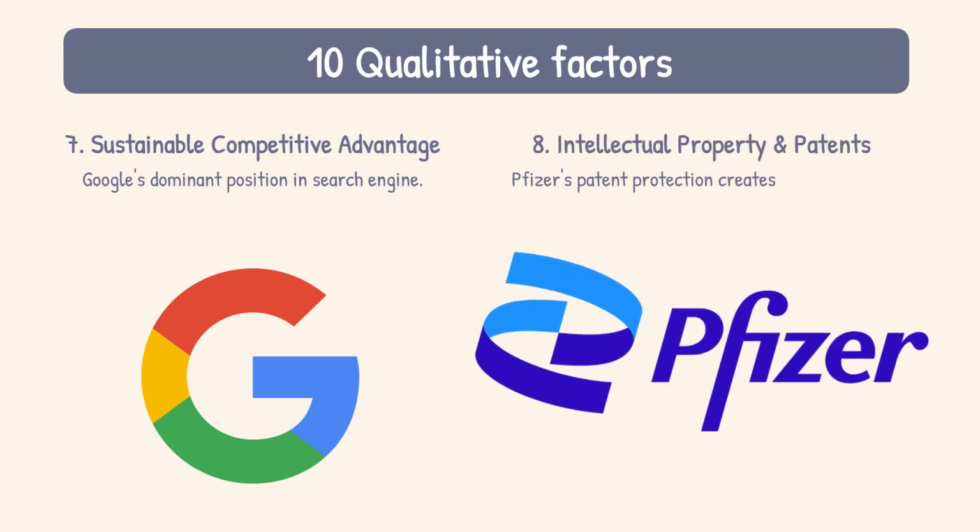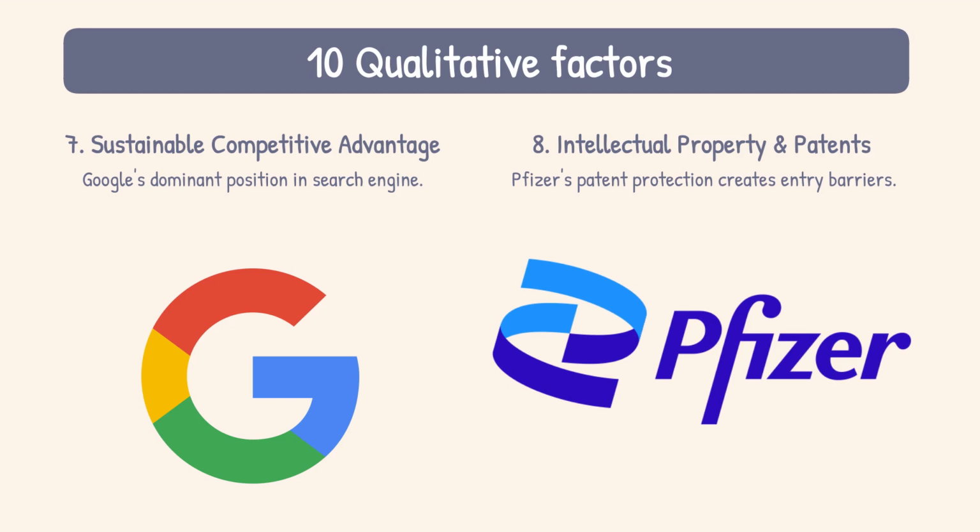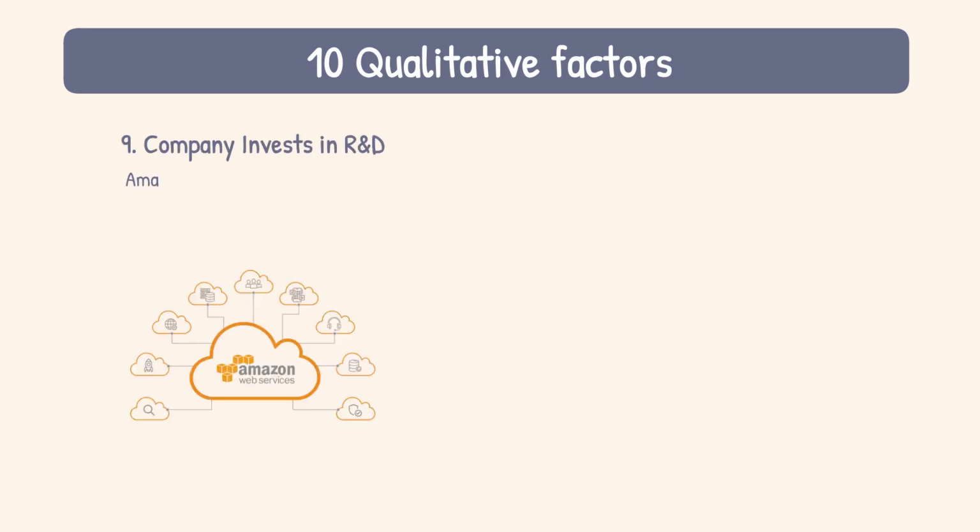Intellectual property and patents. Valuable intellectual property, such as patents, can create a barrier to entry for competitors. Pfizer's patent protection on its drugs has allowed the company to stay one of the pharmaceutical industry's leaders for several decades.